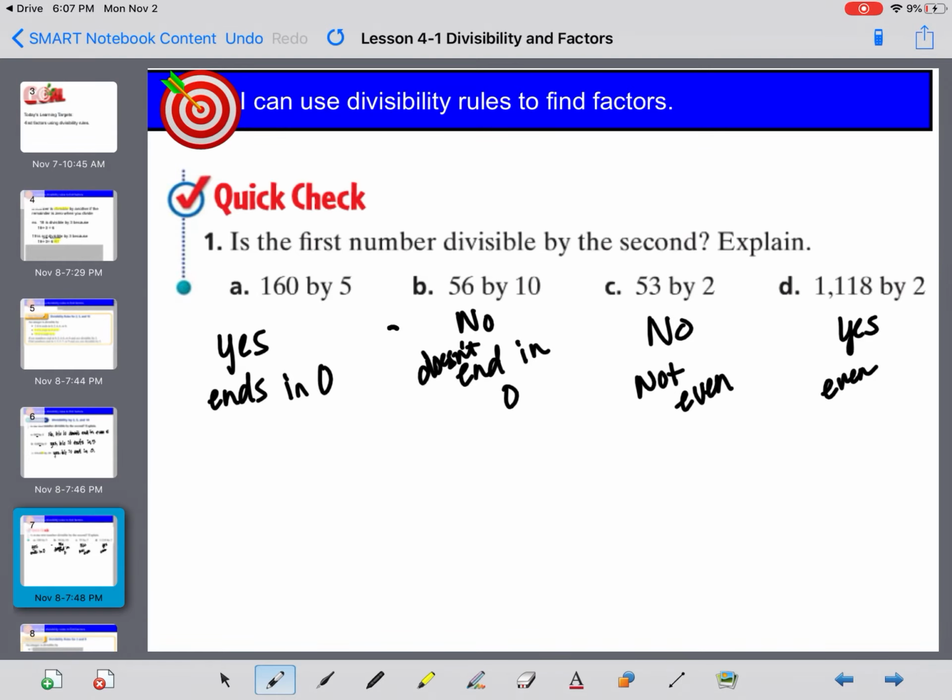All right, so A, yes, it ends in 0. B, no, it doesn't end in 0. C, no, because 53 does not end in an even number. D, yes, because 1,118 is even.